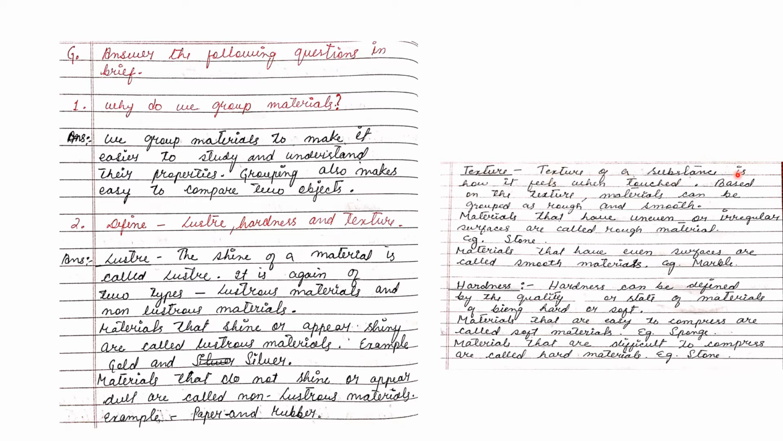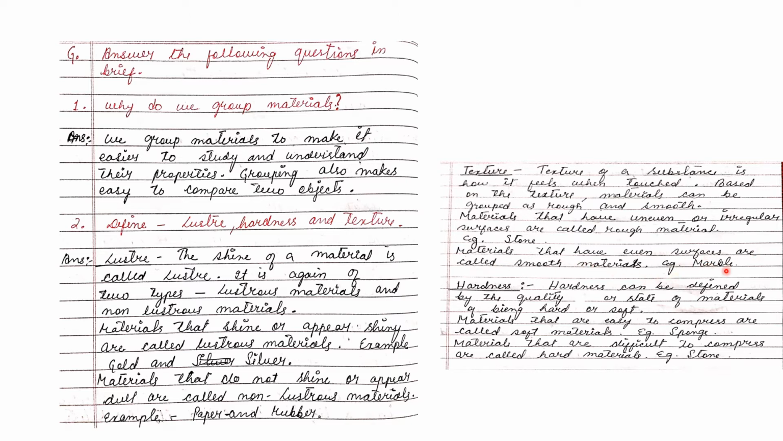Texture of a substance is how it feels when touched. Based on the texture, materials can be grouped as rough and smooth. Materials that have uneven or irregular surface are called rough materials. Example, stone. Materials that have even surface are called smooth materials.